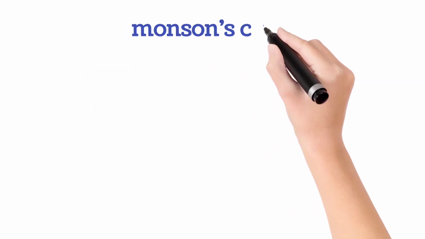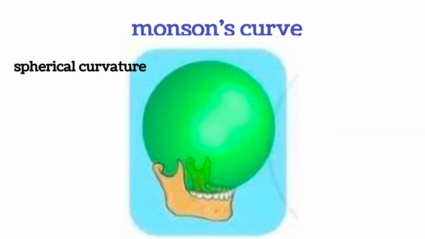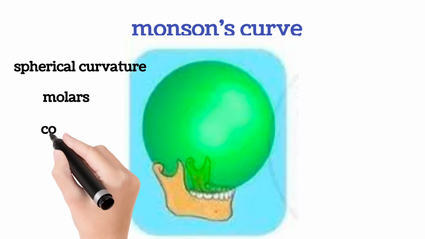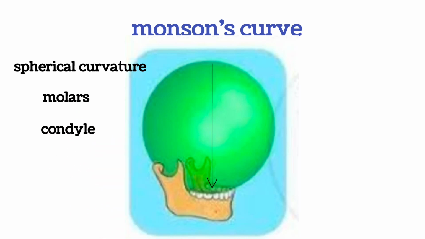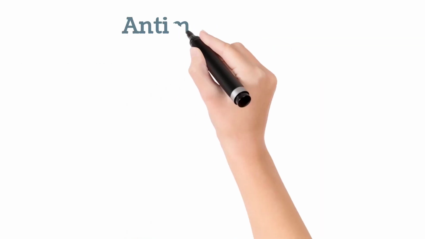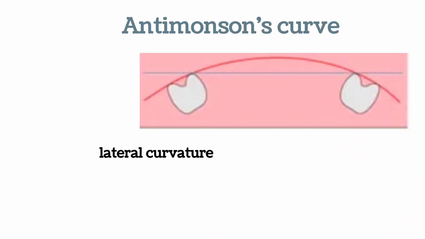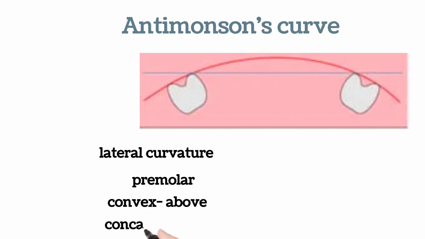Monson's curve. It is the spherical curvature passing through the molars and condyles. It has a diameter of 8 inches. Anti-Monson's curve. It is the lateral curvature in the premolar region. It is convex above and concave below.